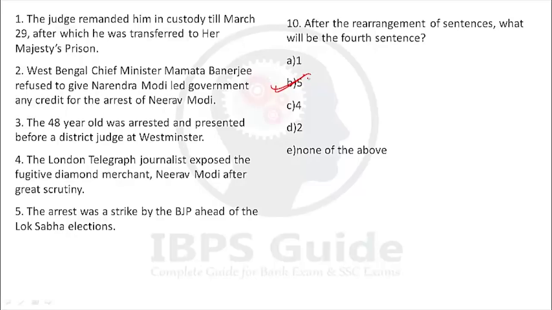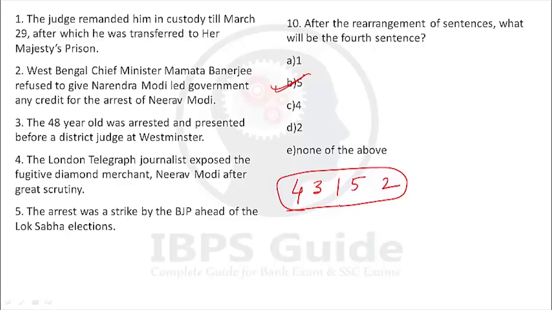I hope it is clear to you, guys. The correct option will be: first sentence, that is 4th. At first we take the fourth sentence. Then we take 3. Then we take 1. And then we take 5. And at last we put second. 4, 3, 1, 5, 2. This will be the proper sequence.